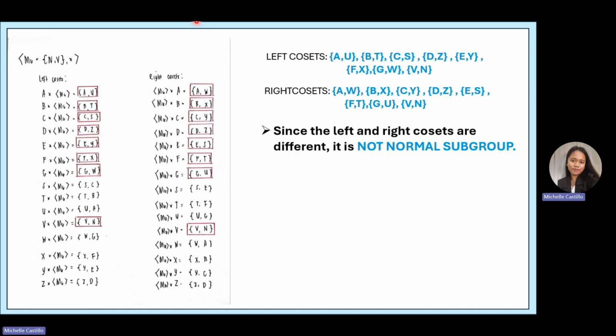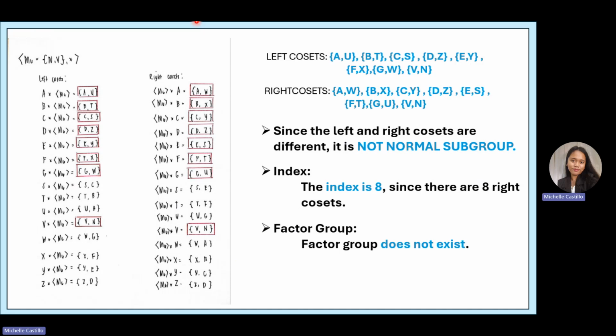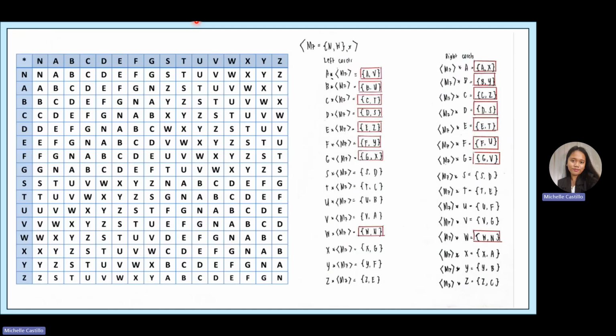Since, as you can see, the left and right cosets are different, it is not a normal subgroup. For the index, it is equal to 8 since there are 8 right cosets. The factor group does not exist since this subgroup is not normal. Then for the order of the elements, n and v is equal to 2 since n star n is equal to n, then v star v is equal to n. These two elements need to be operated with themselves twice in order to get the identity element, which is n.